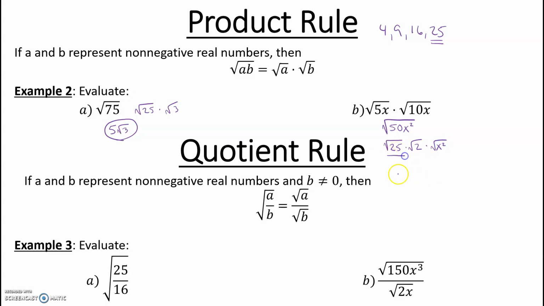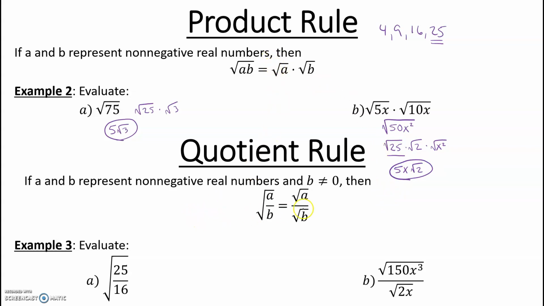So we know the square root of 25 is 5. We know the square root of x squared is x. And we don't know the square root of 2, so we're going to leave it alone. So you got 5x root 2 as your answer. So again, that was the product rule.